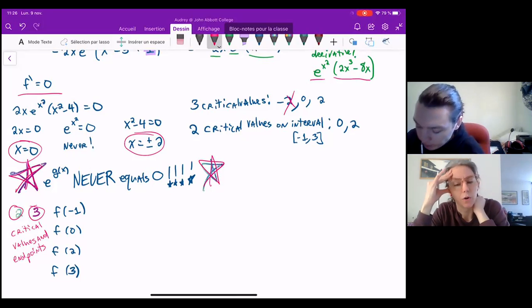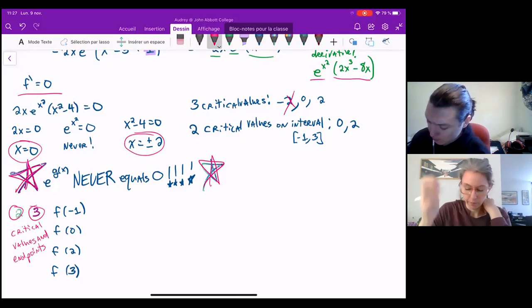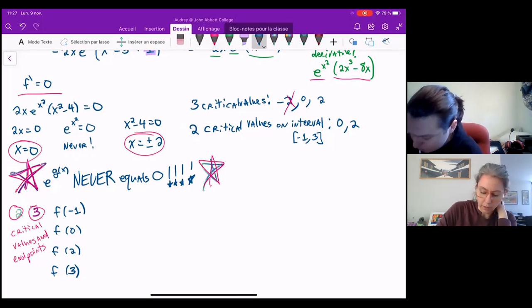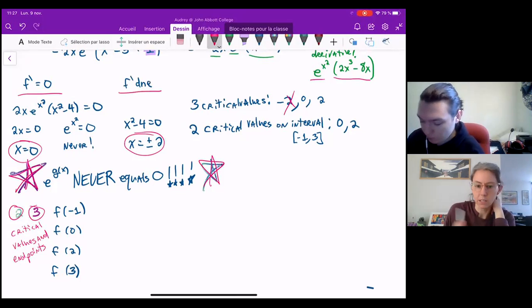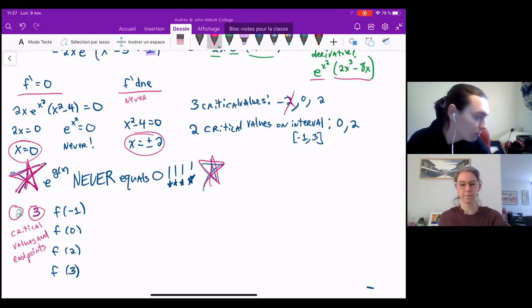Kenna, why would that be a critical value? If e to the x squared is equal to 1, then this doesn't equal 0. And also, we have to look at where f prime does not exist. But because we don't have any division by 0 or anything, this just never happens. So the only places are when it equals 0 or when it doesn't exist. Does that make sense?